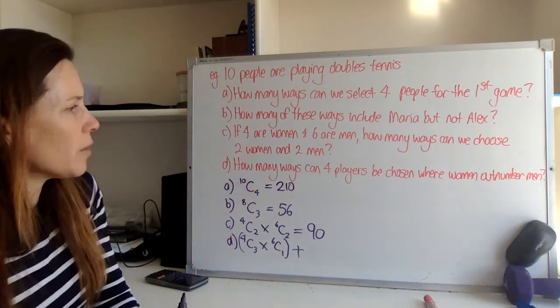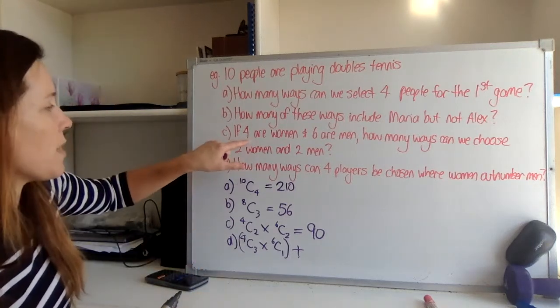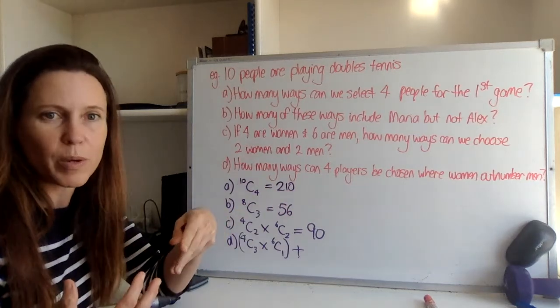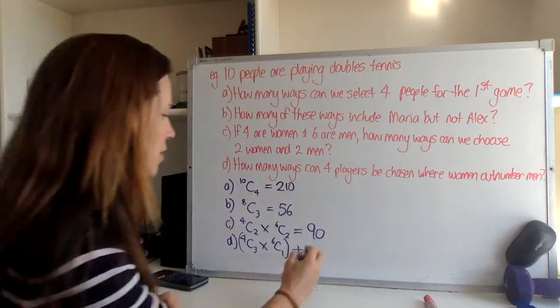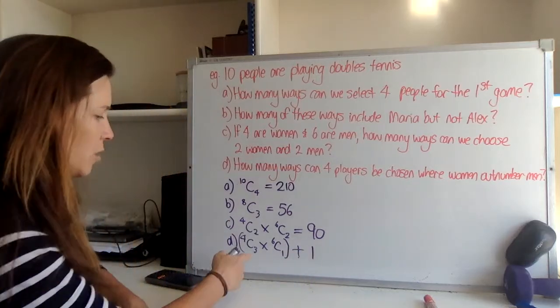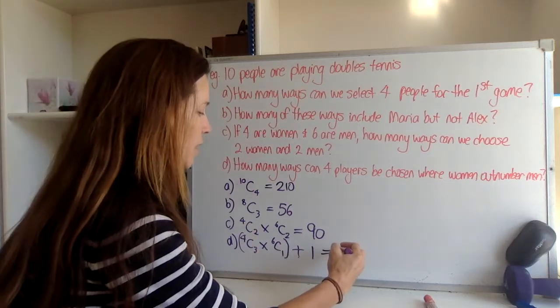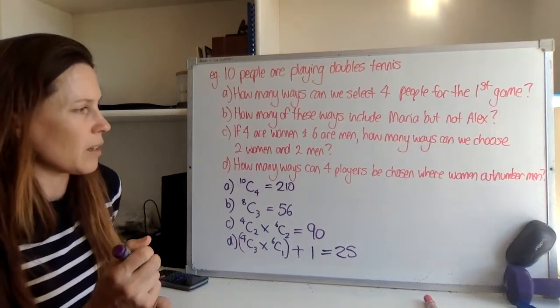So the other case would be if all 4 are women. Now, there's only 4 women there. So there's only one way that I can choose 4 women out of 4 women. I can say, hey, women, I'm choosing all of you. So this is just going to add 1. So if I've got 4 times 6, that's 24, plus 1, that's going to give me a total of 25 ways that the women can outnumber the men with this group.